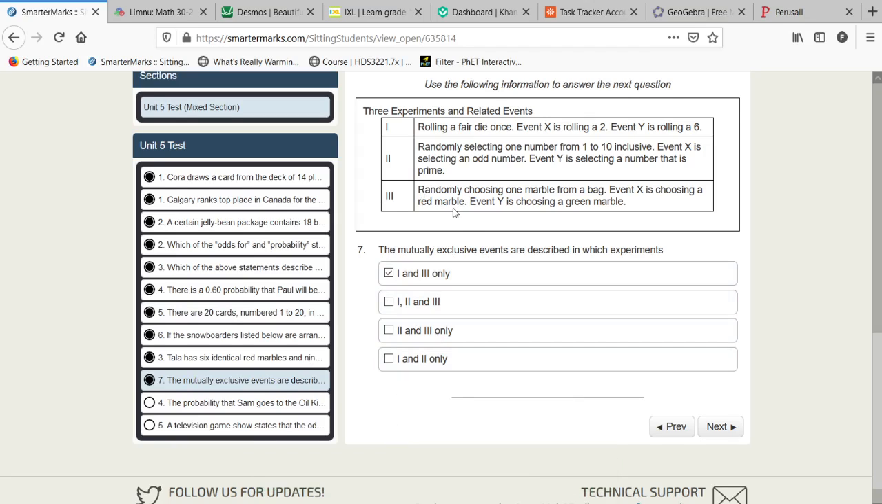I'll still discuss why, because this might also show up in, say, a numeric response, where you just have to enter the digits for everything that's mutually exclusive, 1, 2, 3, and there's no guide for how many digits. Or it could be a written response. So number 3, randomly choose one marble from a bag, and if you're only choosing one, it is either red or green. That's why they're mutually exclusive.